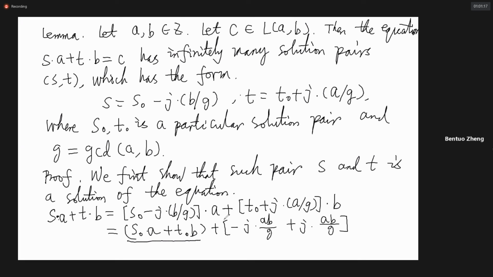Okay, so the first part, the parenthesis, because S0, T0 is a particular solution, is just equal to C. Now the second part is 0. This is 0. This is 0. So the whole thing is just equal to C. So this shows that S and T of this form is indeed a solution for the equation. So what we really need to justify is that any solution of the equation has this form.